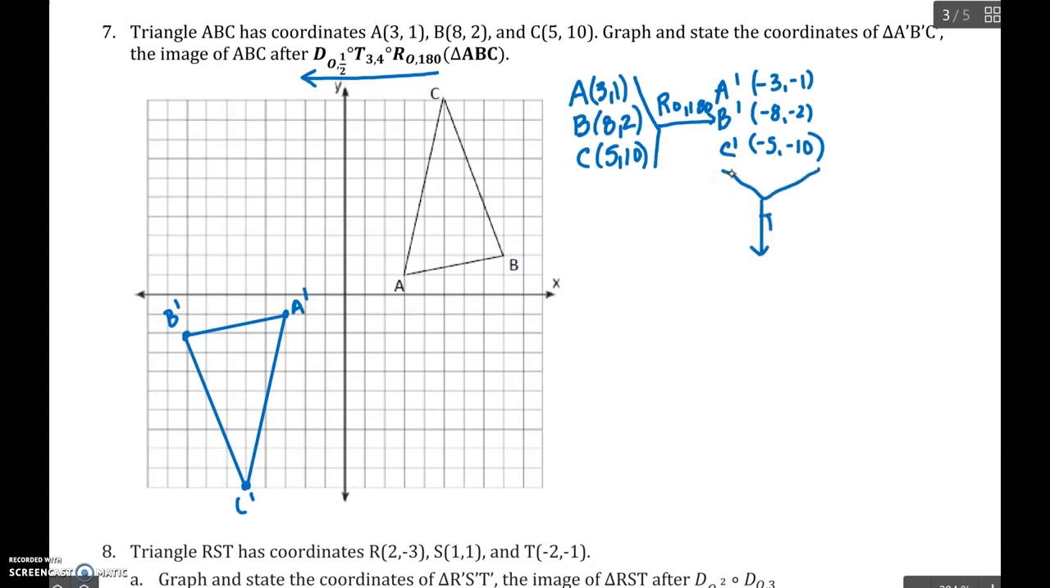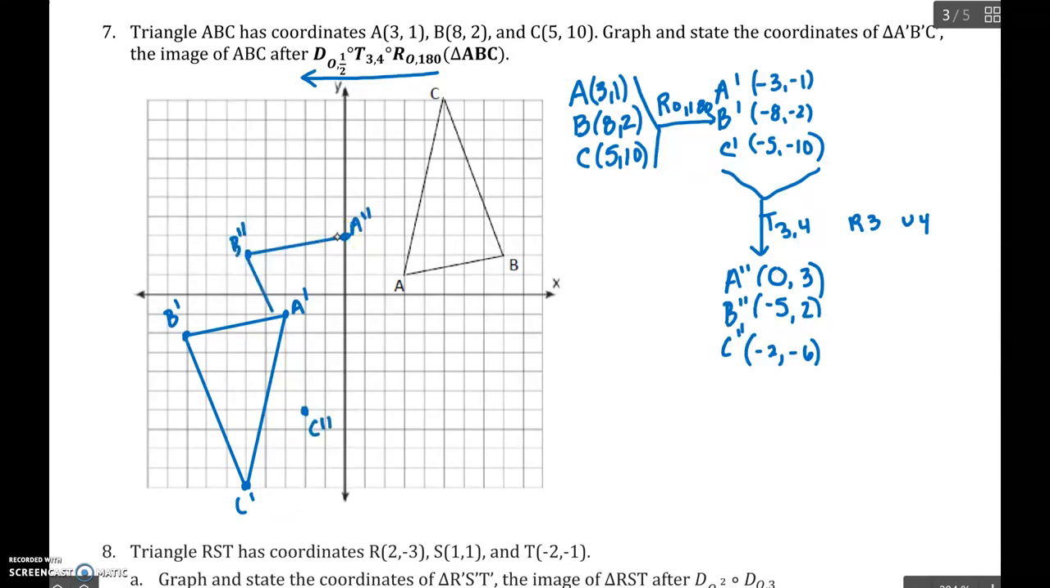The next thing we would do would be the translation of (3, 4). Remember that that's going to mean you're going right 3 and up 4, or you can simply add 3 to all your x values and add 4 to all your y values. So adding 3 would give you 0, -5, and -2, and adding 4 would give you 3, 2, and -6. Or you can shift, like I said, right 3 and up 4 for each one of your points. And you would have your double prime triangle.